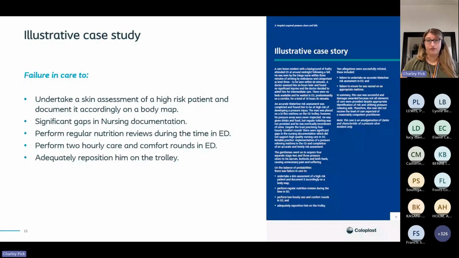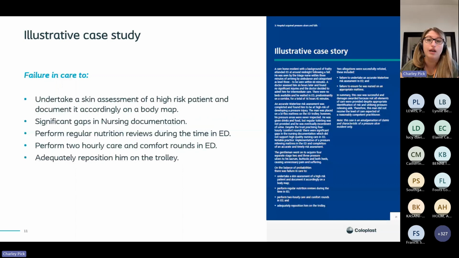Now, there was failure in care here for this gentleman to undertake a skin assessment of a high-risk patient and document it accordingly on a body map. Now, I know people will be saying, well, some patients don't want to have their skin checked, and that is absolutely fine. It's the patient's choice, and if they decline to have their skin checked, that isn't a problem, but it needs to be documented, and that conversation needs to be repeated. You don't ask once and never ask again. You have to continually have that conversation about why you need to check that patient's skin and the reasons that you need to check their skin. And if the patient understands why you're doing what you're doing, they're more likely to comply with what you are asking.